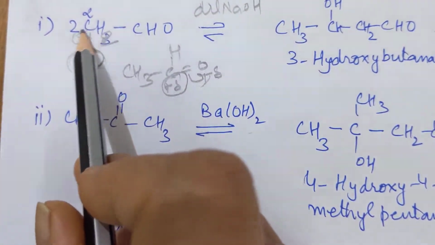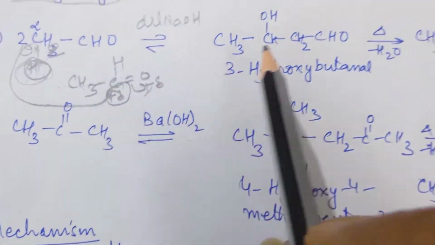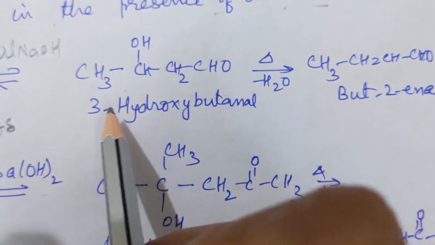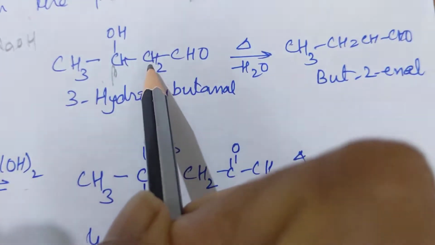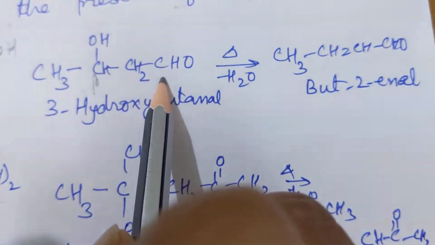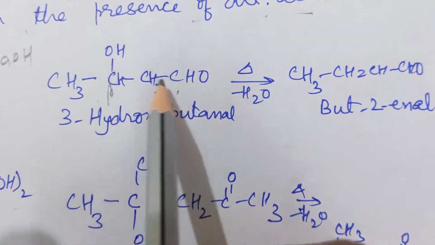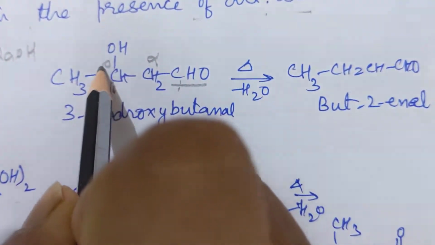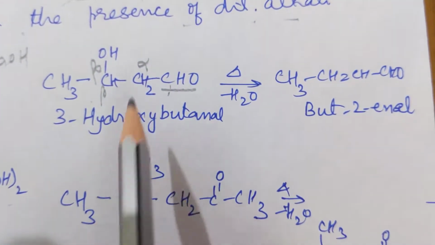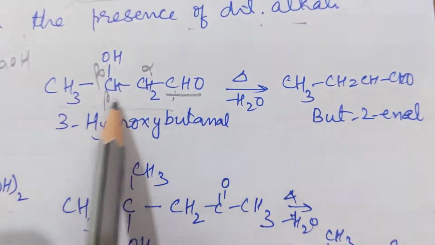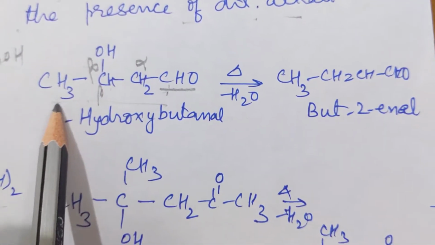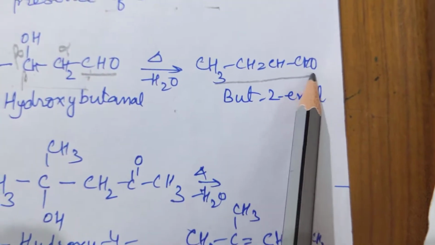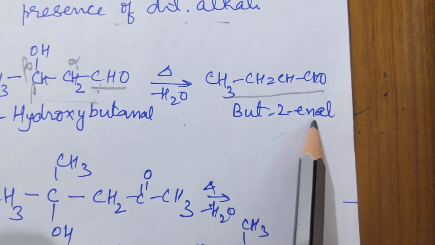So this nucleophile attacks here and we get the addition compound, which is beta hydroxy. Beta because in case of OH and aldehyde, preference is for aldehyde. This carbon is alpha, this one is beta. So the product formed is beta hydroxy aldehyde. It loses water on heating and forms butenal.